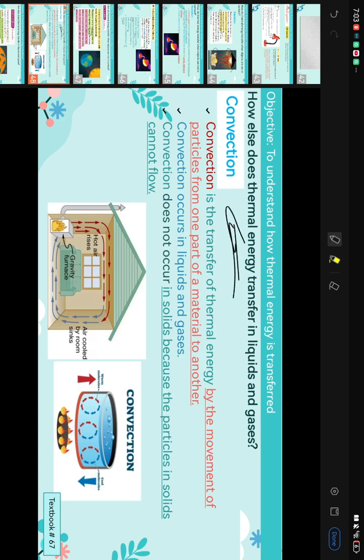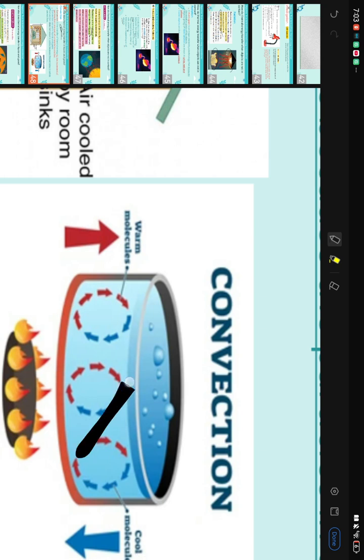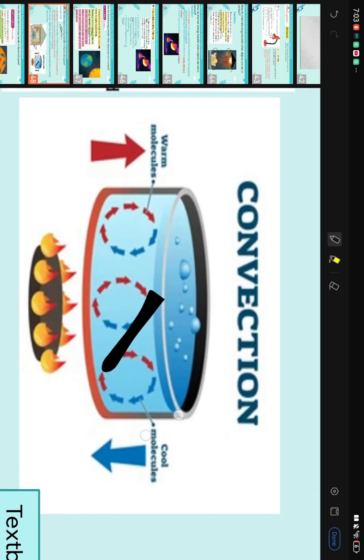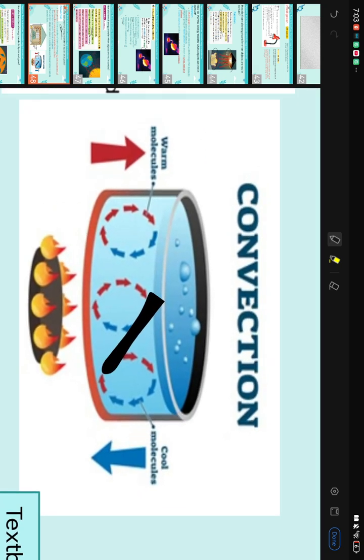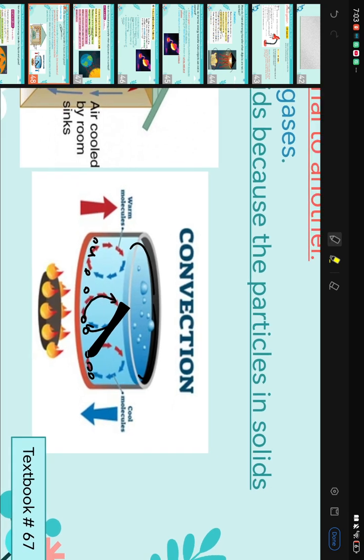If I want to boil water, looking at this picture, we have water particles or water molecules here. They are heated and then they go up. When they go up, there is space, so the cold ones go down and get heated again, until all the water is boiling and evaporating at the end if we keep heating it.